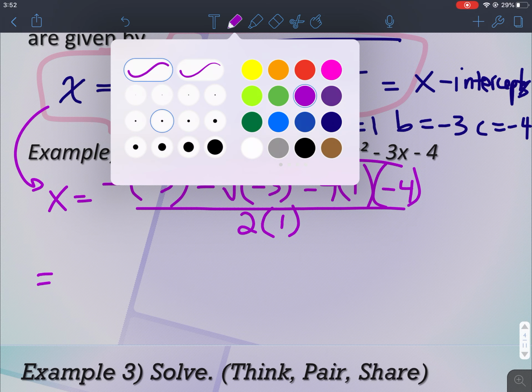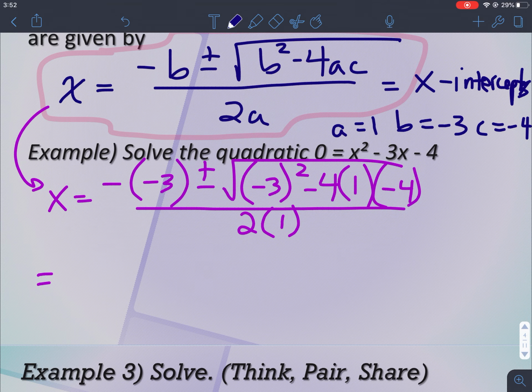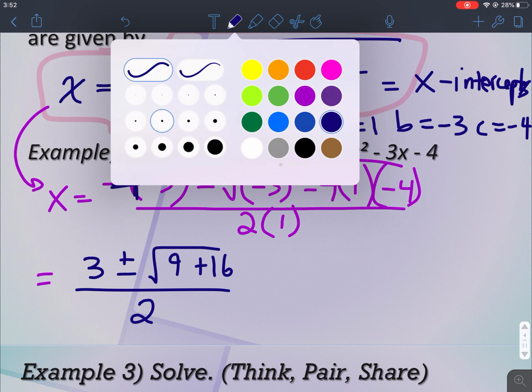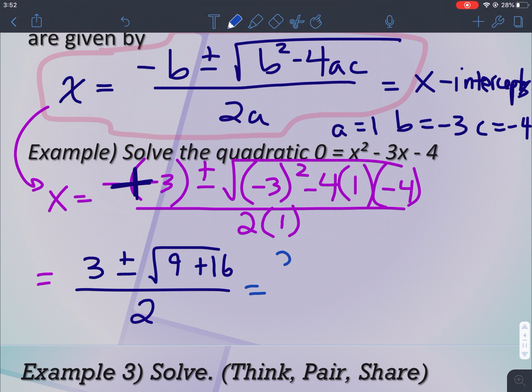Next step, this becomes a positive, so 3 plus or minus square root. Now negative 3 squared is positive 9. Negative 4 times 1 is negative 4, times another negative 4 is going to be positive 16, over 2. And this is actually going to come out really nicely. It's going to be 3 plus or minus root 25 over 2. The square root of 25 is just 5.